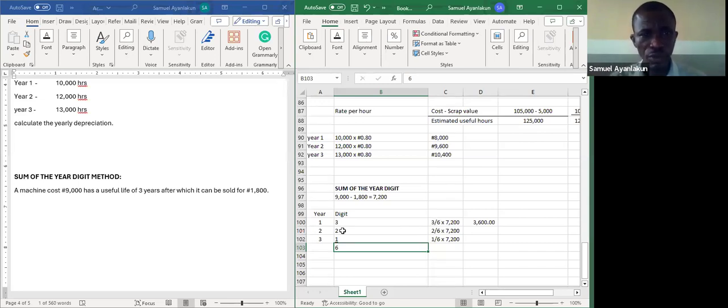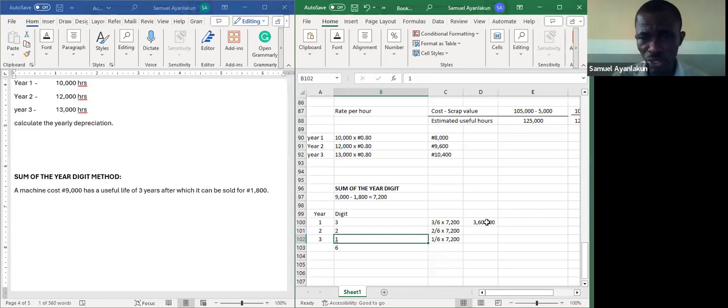While the other one, as you are doing the first year, it will now be 3. If it's 4 years now, it will be 4 divided by 6 times 7,000. Second year will not be even 6 again because it will sum 3 plus 2 plus 1 or plus 4. That will be 10. But we are doing 3 years, so it's going to be 6. That's 3 plus 2 plus 1, which is 6. So first year, 3 divided by 6 times 7,000.